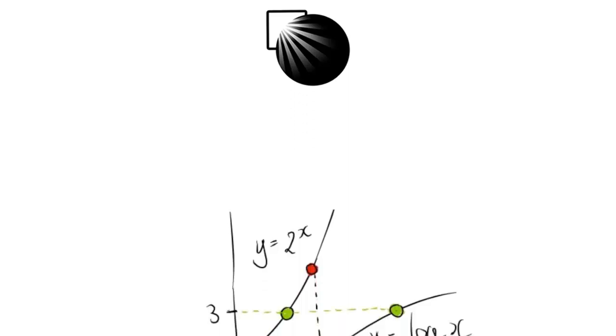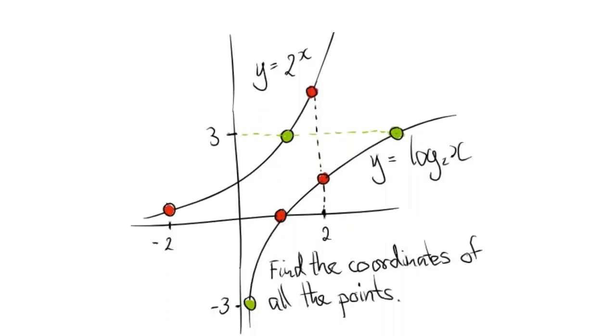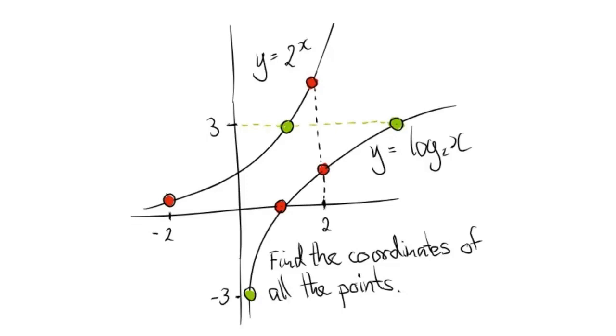Okay, let's give you guys some practice now. Find the coordinates of all the points, and this is not drawn to scale. You've got your graph, y equals 2 to the power of x, which looks like this, not to scale, and you've got y equals log base 2 of x.